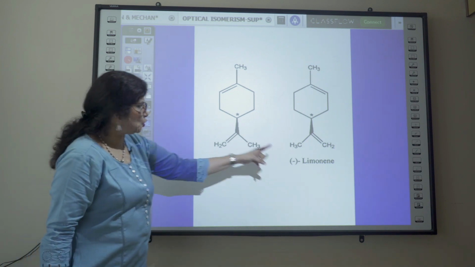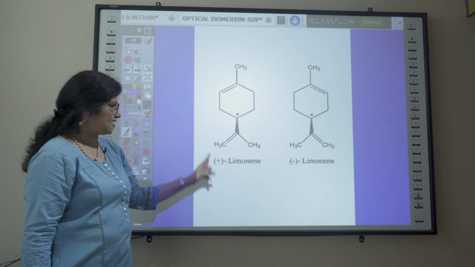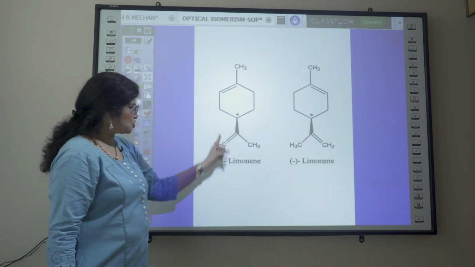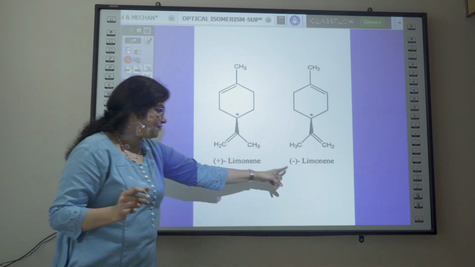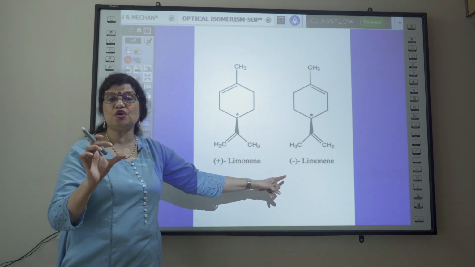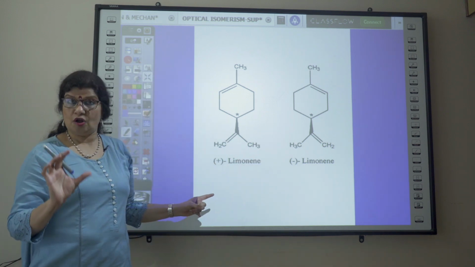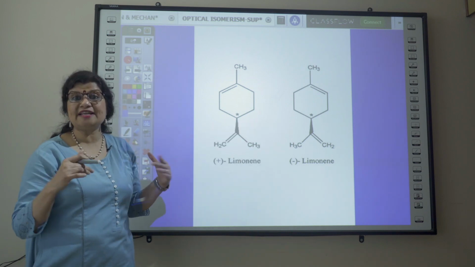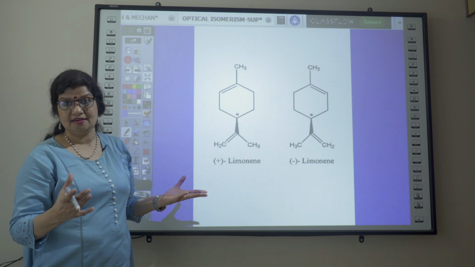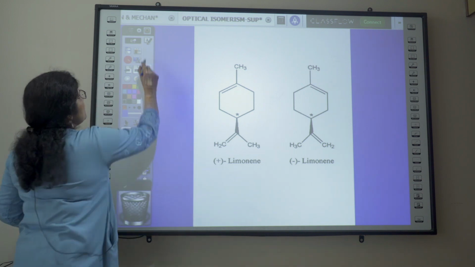Now these are the two optical isomers of limonene. One is dextro, one is levo. The dextrorotatory isomer has the fragrance of an orange, whereas the levorotatory isomer has the fragrance of a citrus fruit, a lemon. So although they have the same structure, they differ in their physiological activities. Okay, so that's about racemic mixture.